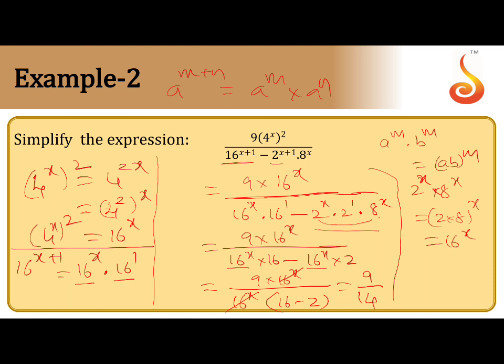So we know the identity a power m into b power m is ab whole power m. Like that, 2 power x into 8 power x is 2 into 8 whole power x. What is 2 into 8? 16, so 16 power x. Let us substitute all the values here. Now in the denominator there is 16 power x common. We can take it common, but don't cancel 16 power x directly from the numerator and denominator. After taking the common factor only, we have to cancel the terms. I hope everyone understands.